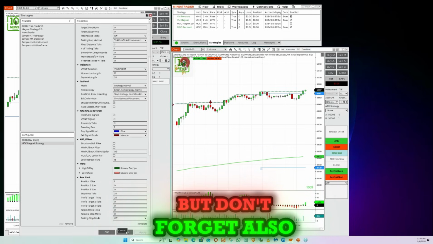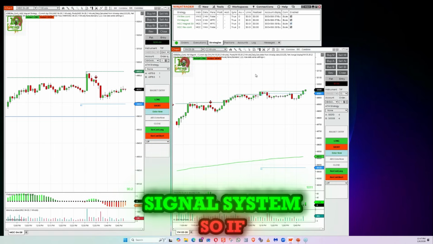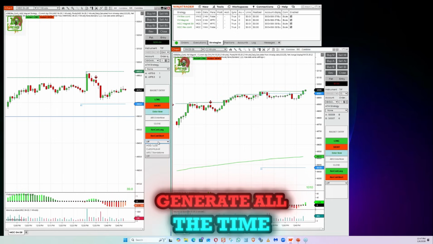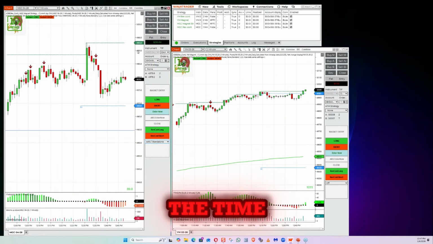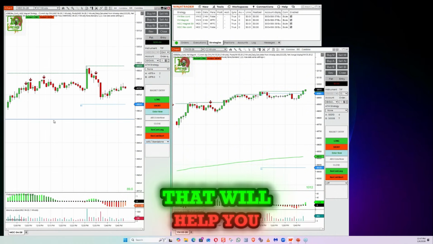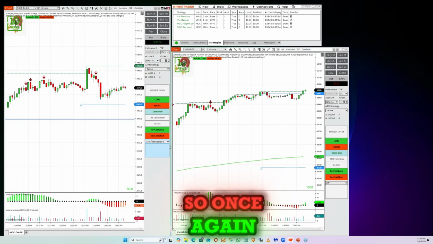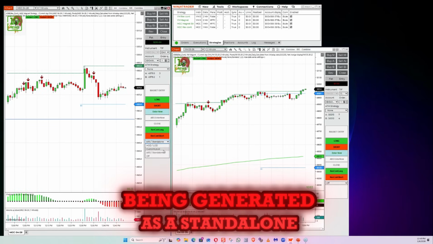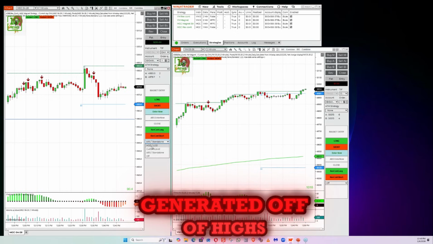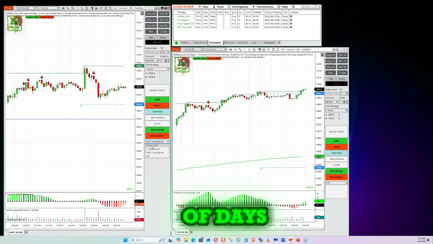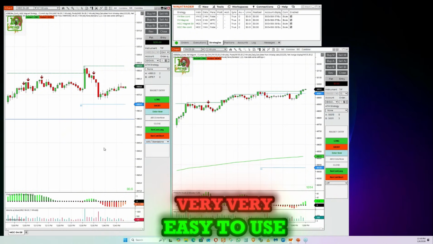But don't forget, we also have the ARS signal system. So if you want signals to generate all the time, you can use the ARS system and it generates signals all the time. If you're a good reader of trend, that will help you choose the best signals to take. So once again, we can have signals being generated as a standalone ARS system. We can have signals generated off of highs of days and lows of days and off of VWAPs. Very, very simple, very, very easy to use.